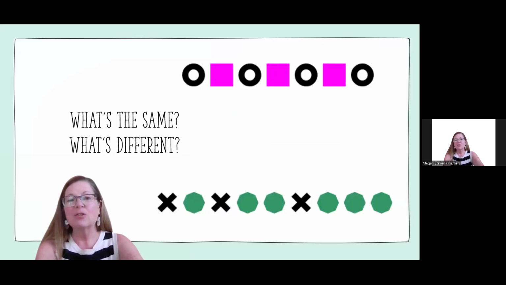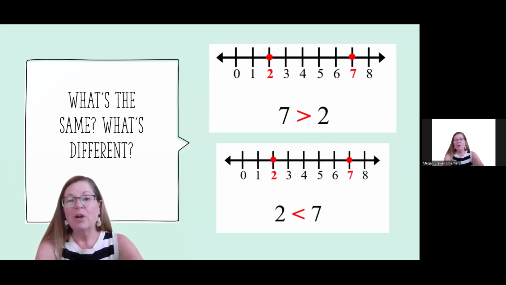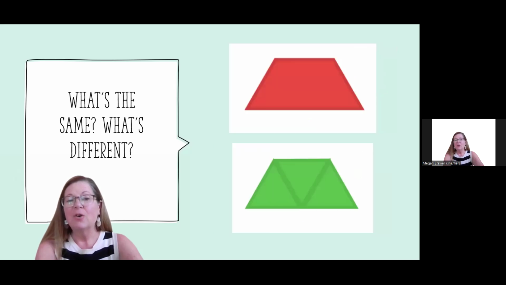We've got some patterns. We have a repeating pattern on the top and a growing pattern on the bottom. You're going to see place value work. You're going to see more number lines. This one has to do with greater than and less than, modeling that. We're going to be using pattern blocks.